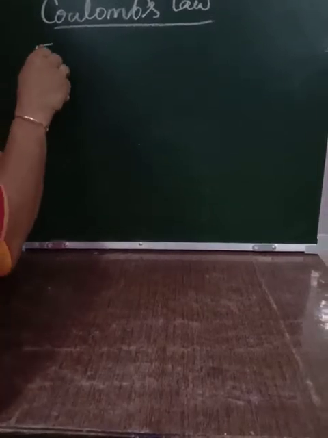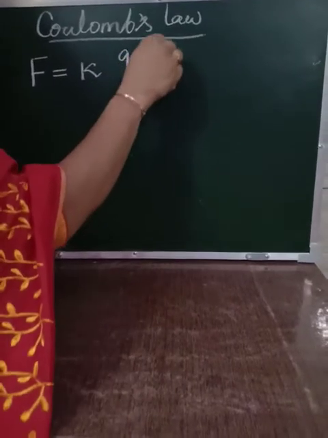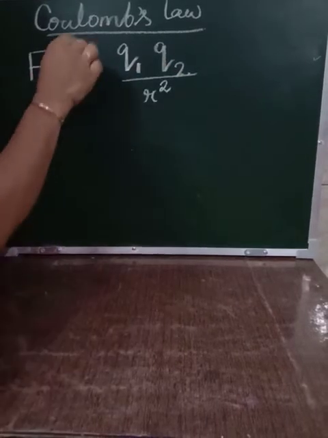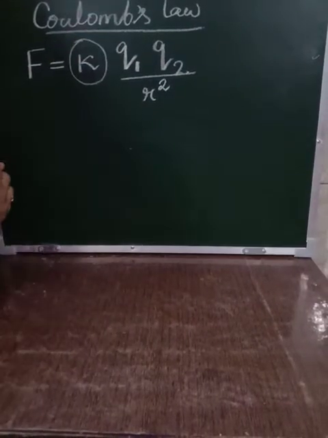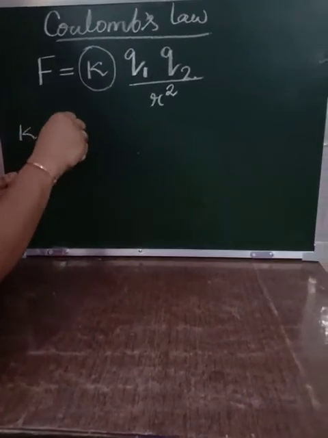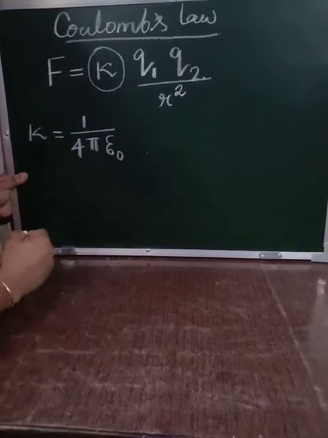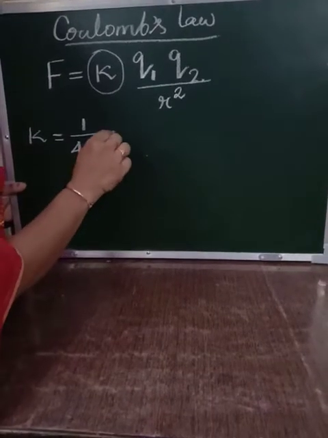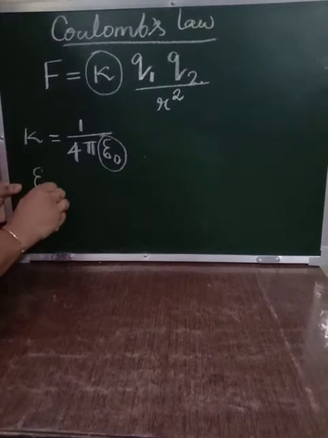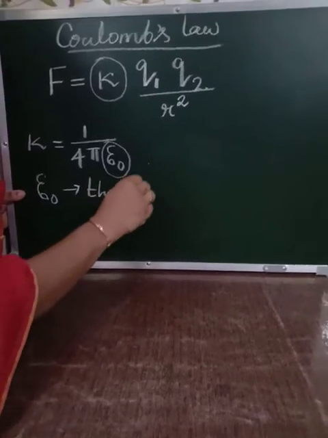We know that F is equal to K into Q1 Q2 upon r square. Now we are discussing this K. K is the constant I told you. This constant value is 1 upon 4 pi epsilon naught, where this epsilon naught is a new term for you. Epsilon naught is actually the permittivity of free space.